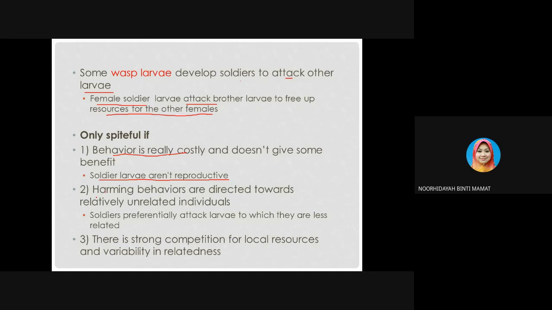The second situation that can cause spite is if the harming behaviors are directed towards relatively unrelated individuals. So the soldiers preferentially attack larvae to which they are less related. And the third is strong competition for local resources and variability in relatedness. If these three situations happen, it might cause spite, where both get harmed.